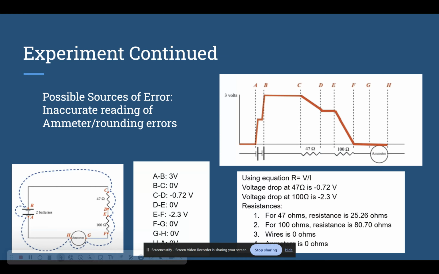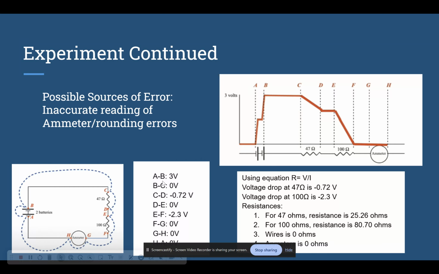And on the left over here, you can see each point in this circuit, and we model a graph showing the voltage. So at the start, point A to point B, we should gain 3 volts. And then as we go through each of these points, you should notice a significant drop in voltage. And this is due to the fact that there are resistors here.